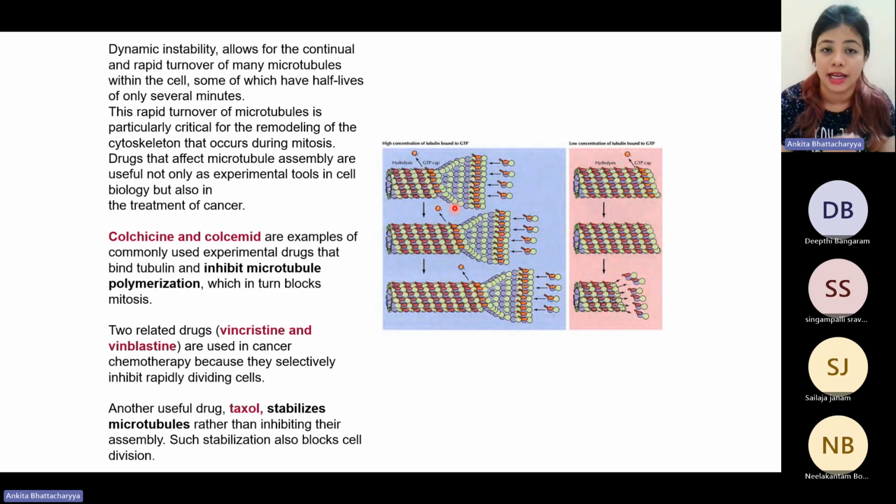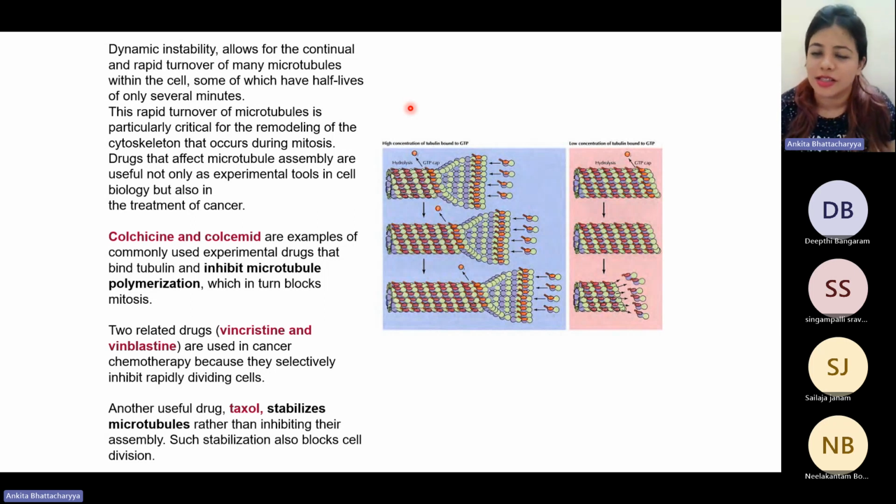Like for example, this dynamic instability that we see has such a quick rate of turnover. If you see here, a half-life of just a few minutes is present, and with this rapid turnover, within a few minutes one particular region of the cell can look completely different from a few minutes later. So this is very critical for the remodeling of the cytoskeleton that occurs during mitosis. And this particularly is exploited.